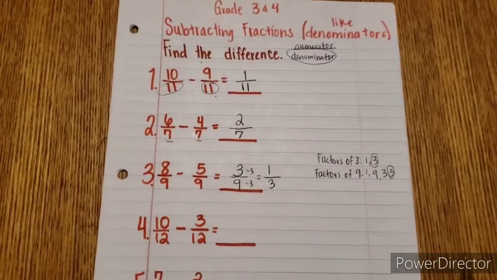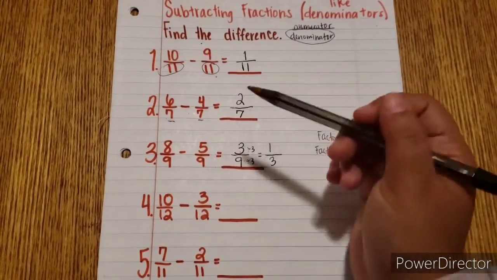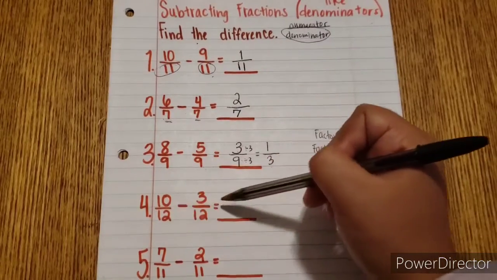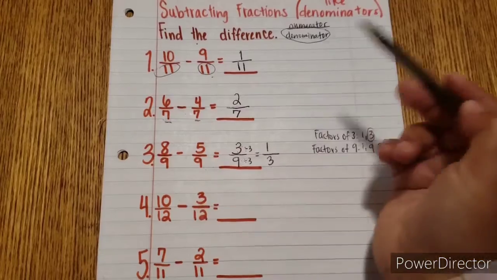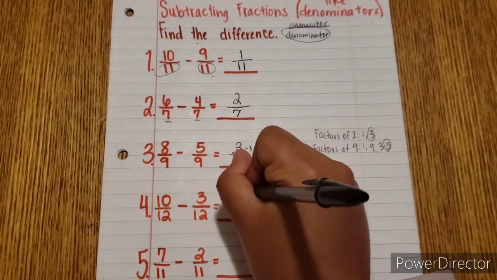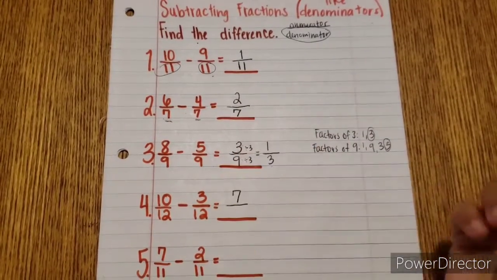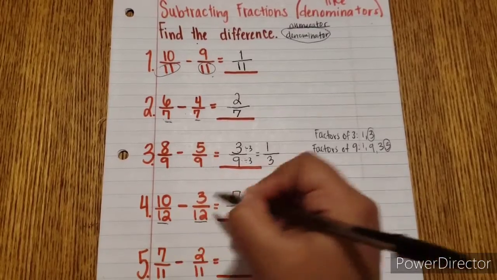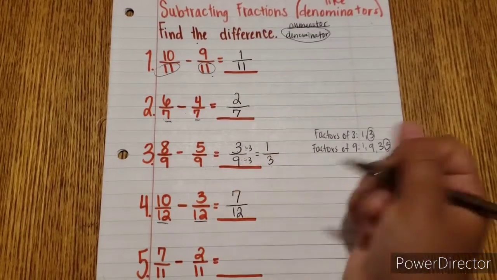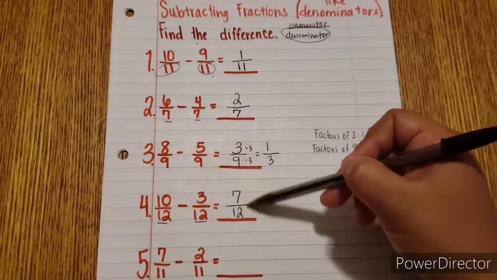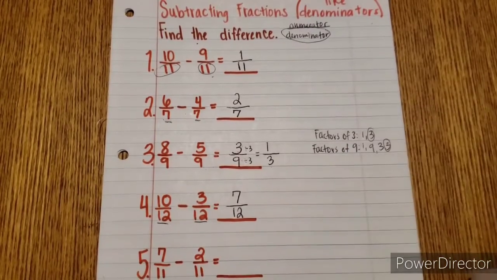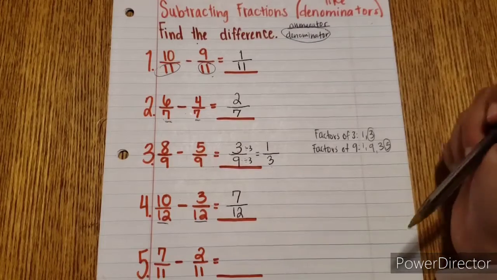Let's go on to the next one. We have 10 over 12 minus 3 over 12. So what is 10 minus 3? That is 7 over 12. It has the same denominator. So the answer is 7 over 12. And they do not have anything the same as far as factors.